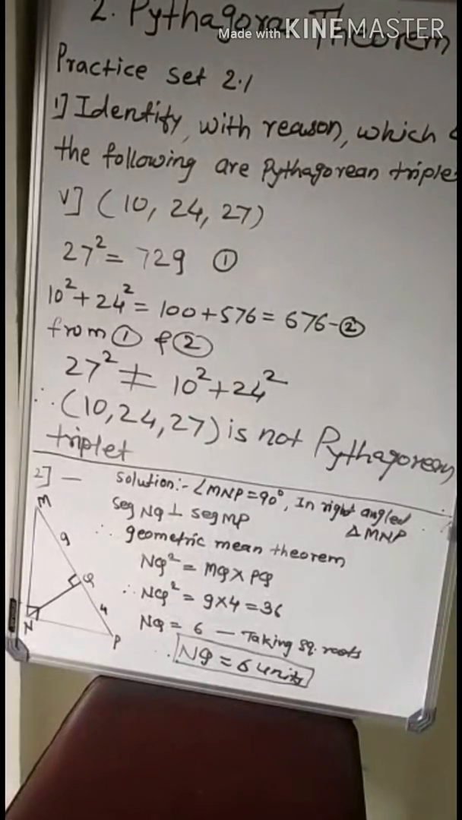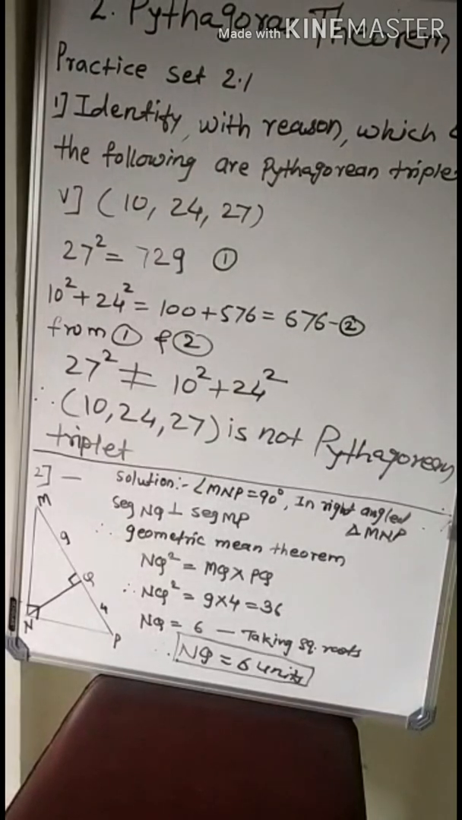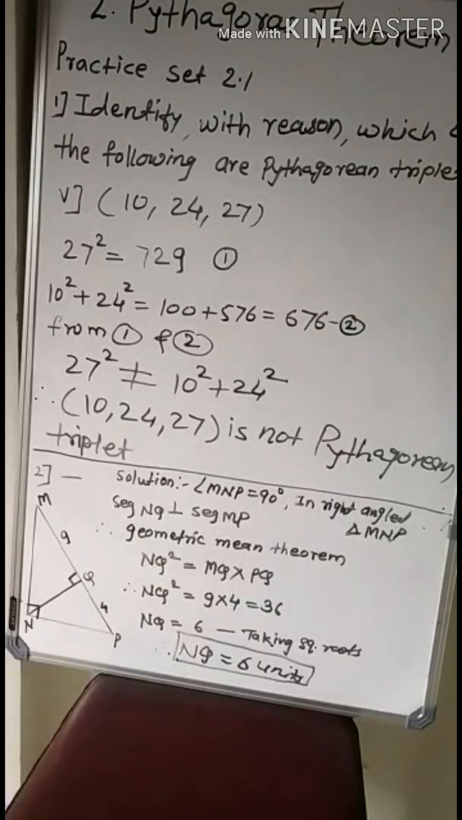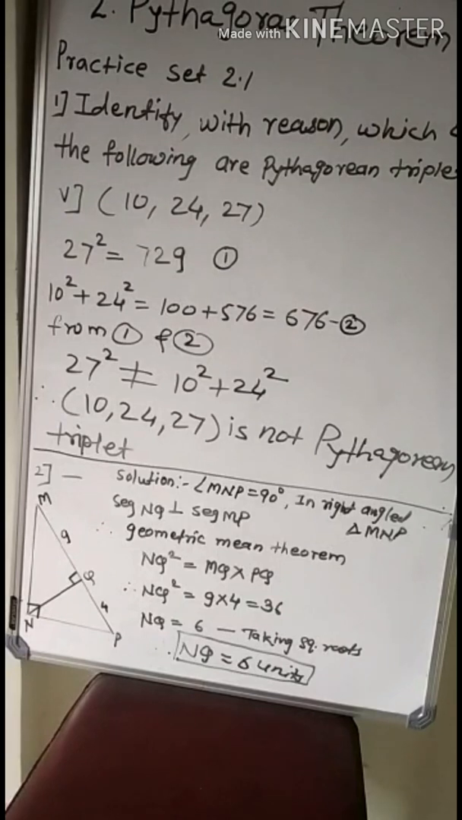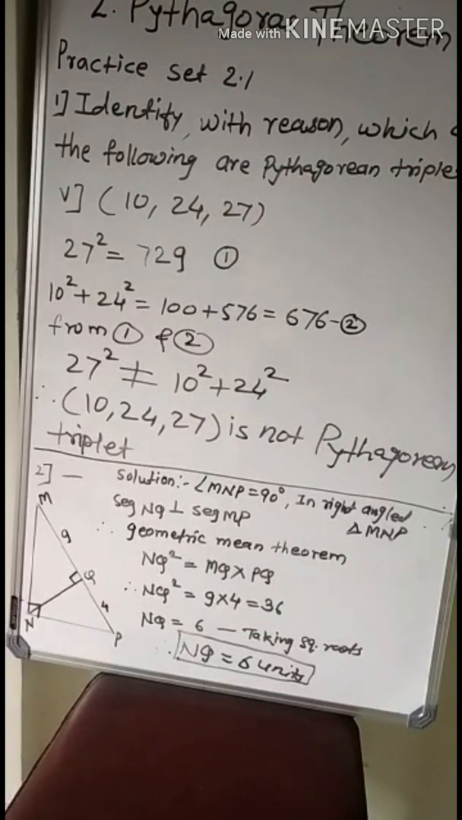Students, last period we saw the theorem of 30-60-90 degree triangle and 45-45-90 degree triangle, and what is Pythagoras theorem. Today we are going to solve examples based on Pythagorean triplet and geometric mean property.